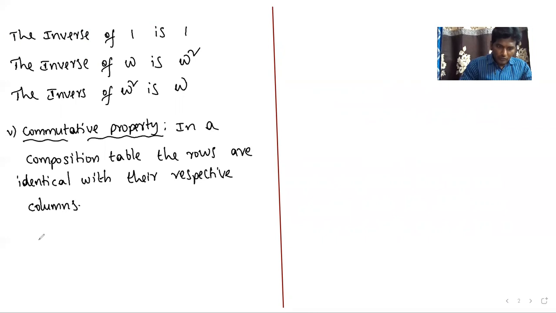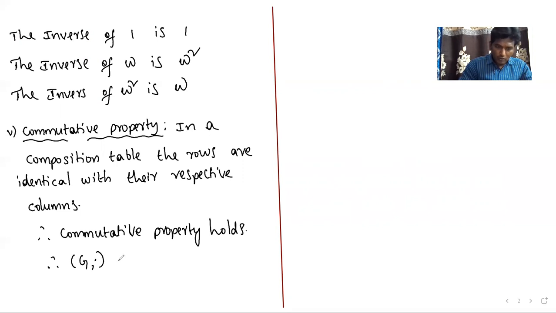Therefore first row first column, second row second column, third row third column are equal. Therefore the commutative property holds. Therefore G comma dot is an abelian group. Hence solved.